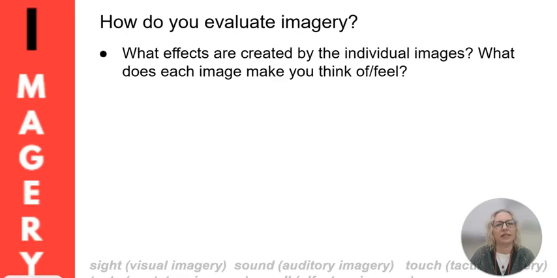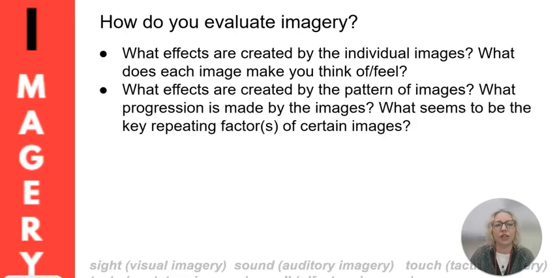The questions you're going to ask here is, what effects are created by the individual images? What does each image make you think of? What does it make you feel? What effects are created by the pattern? So you found how individual images and details connect together as a pattern, and now you're thinking, okay, what is the effect of all of them together? And do they progress? Do they change? Do they evolve? How do they work over the course of the poem?